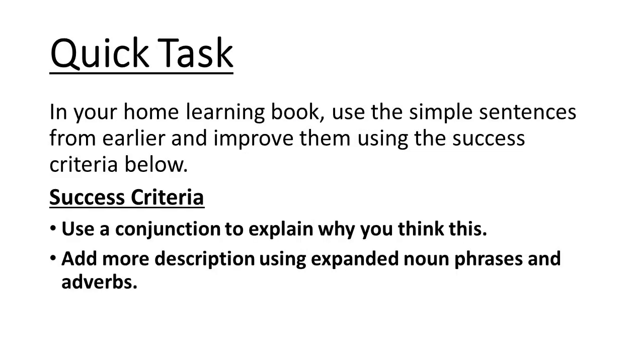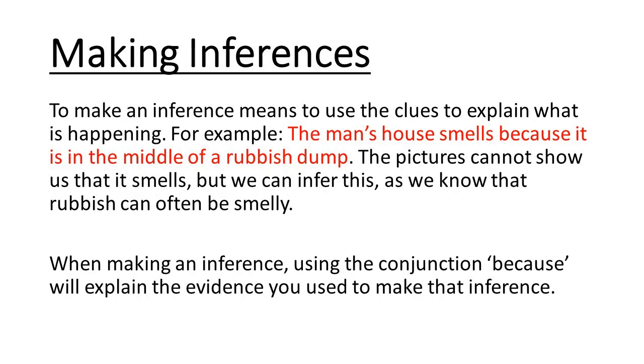Time for your next quick task. In your home learning book, use the simple sentences from earlier and improve them using the success criteria below. Your success criteria is to use a conjunction to explain why you think this, and add more description using expanded noun phrases and adverbs. To make an inference means to use the clues to explain what is happening.